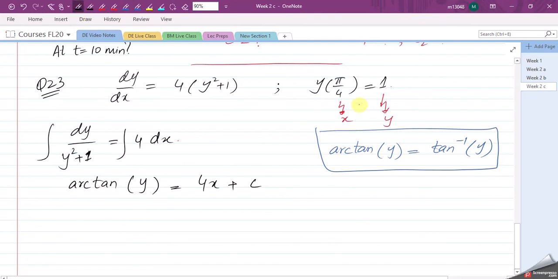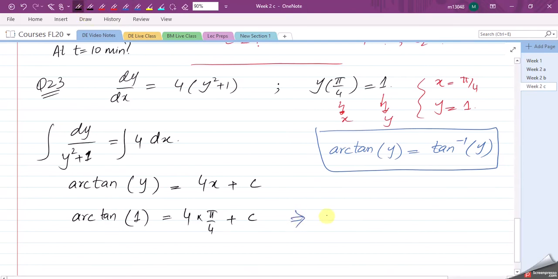Now we put in our initial condition: x equals pi by 4, y equals 1. Please be careful when you extract the values from the condition. Do not put y equals pi by 4 and x equals 1. That will change the solution. Arctan of 1 equals 4 times pi by 4 plus c.